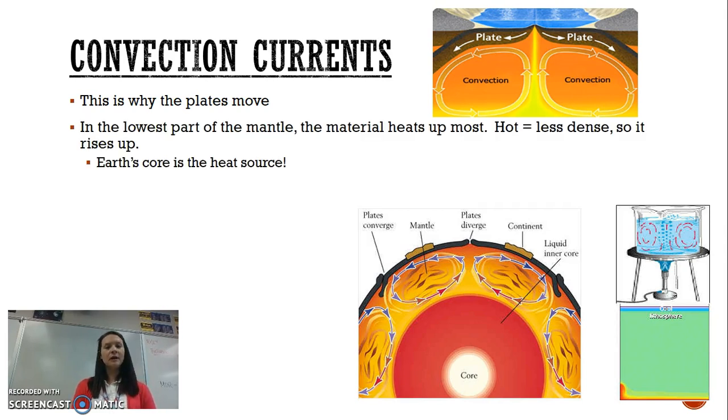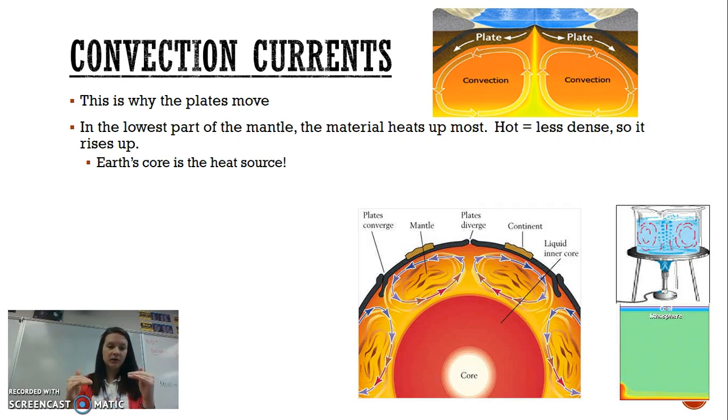In the lower part of the mantle, in the mesosphere, it's so close to the Earth's core, which is the heat source for our planet. It's no longer the sun. The sun only affects the lithosphere. Anything below the lithosphere is all going to be driven from heat that's happening in the core. The core is the heat source. So the material closer to the core will heat up the most.